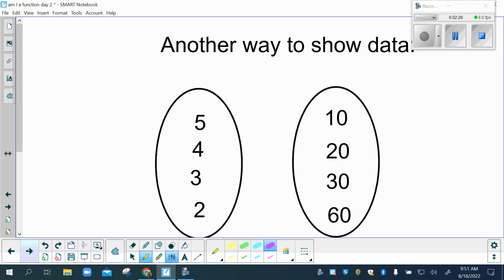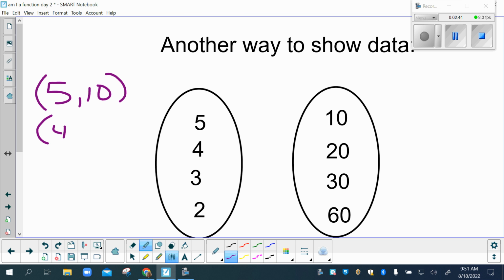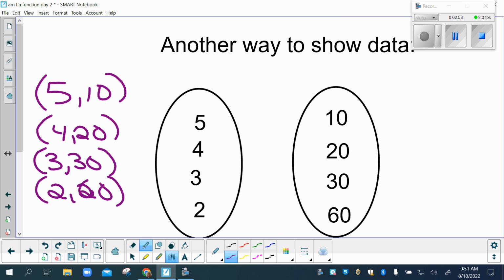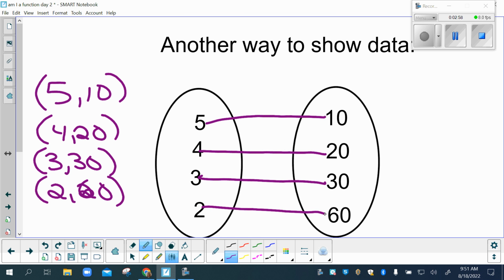So another way to show data is with a thing called mapping. And this is not quite on your notes yet, you're going to watch. What mapping does is this, it's really kind of cool. Mapping takes something that's normally like this, 5 and 10, 4 and 20, 3 and 30, and 2 and 60, and it goes like this. It's super nice. The reason we like mapping is that mapping is really visual. So if you're more of a visual person, it's super easy to see, right?